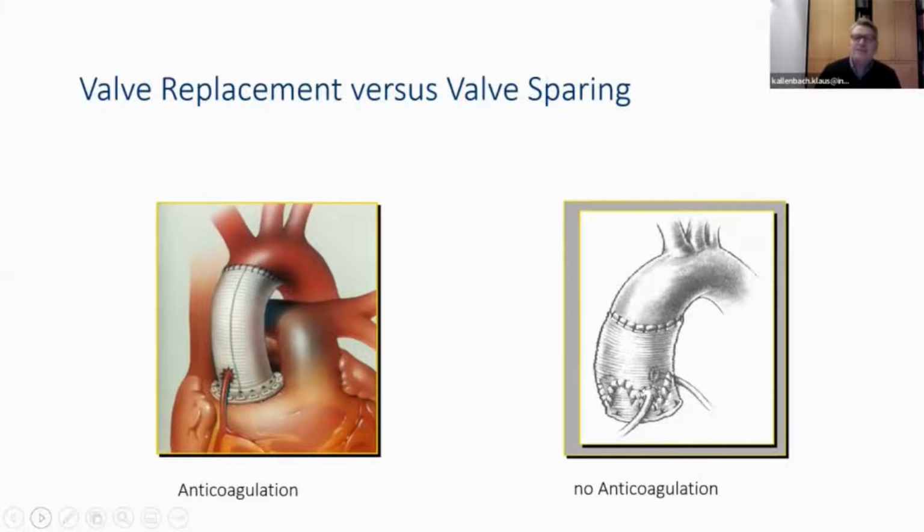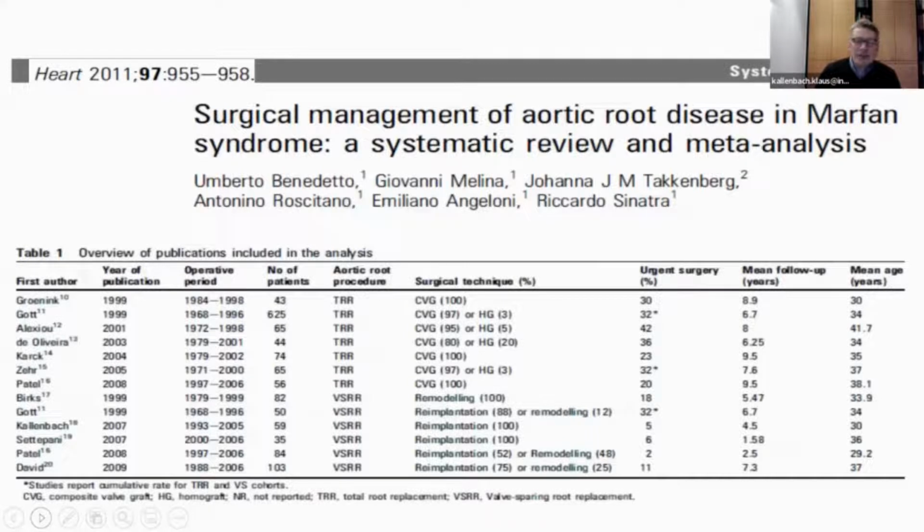Next slide. So what about the durability? If the durability of the valve sparing procedure is as good as the durability of a Bentall operation, it might be meaningful to do a remodeling procedure. So the first study about that is this study of Benedetto, who did a systematic review and meta-analysis of the literature with 14 different papers.